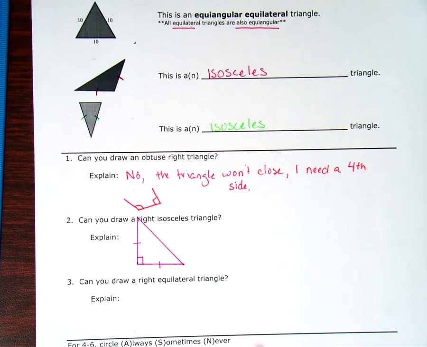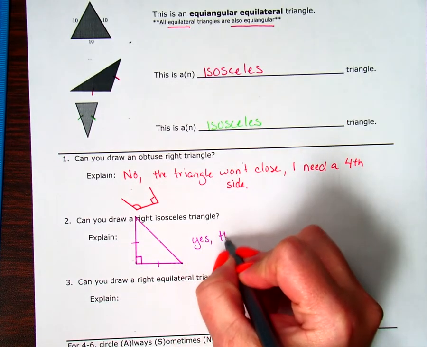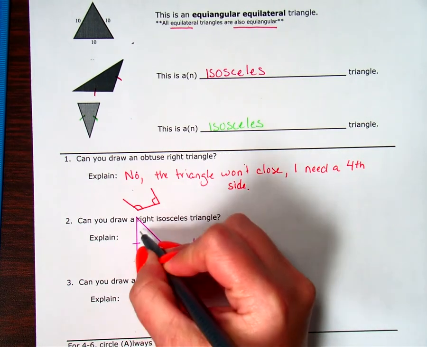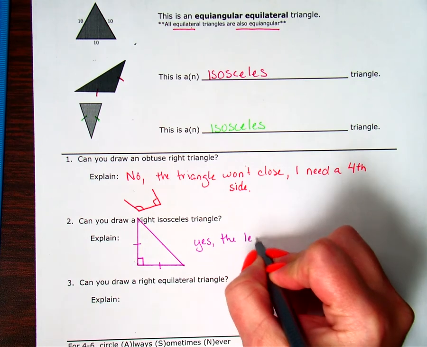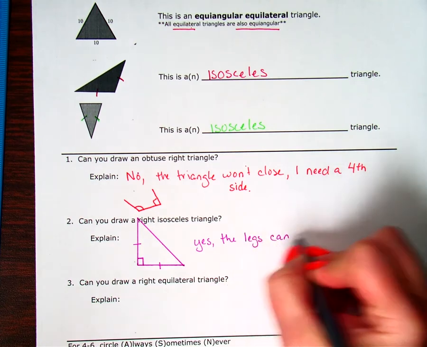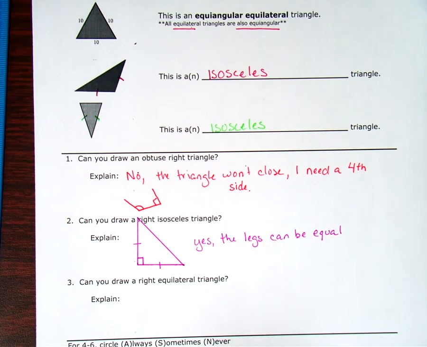So can you draw a right isosceles triangle? Yes. Do you remember what we call these two sides that are next to the right angle? We call them the legs. They can be equal. So I have a right isosceles triangle. Okay? And then the last one there, can you draw a right equilateral triangle?